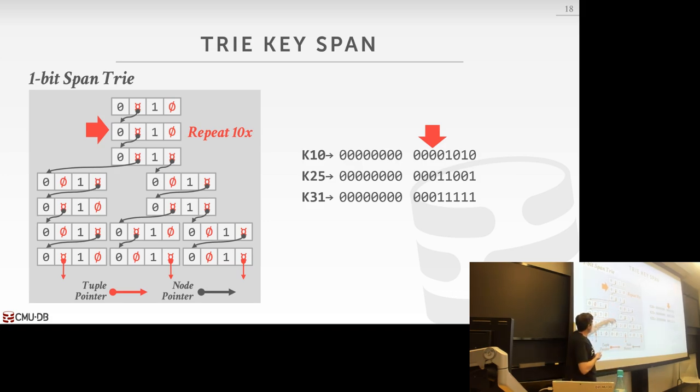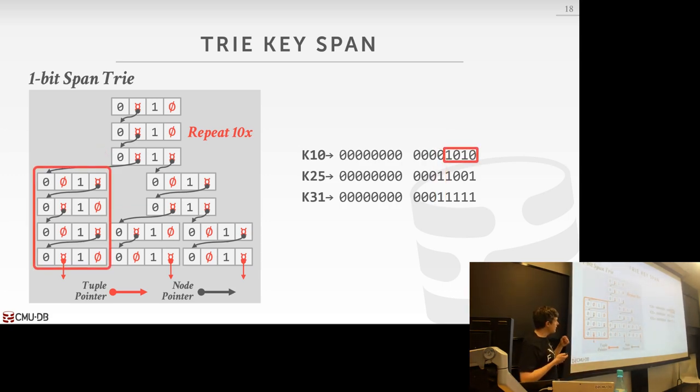But now when I get to this position here, I see that there's a difference. For key 10, its bit at this position is 0, so there's a path going down to this side. For the other two, it's 1, so there's a path going down here. If I look at the remaining part of this key, it's a single path going down, and it's 1, 0, 1, 0. If the bit is not set at that position, it's null. Otherwise, it's a path going down. And then the leaf node is just a record ID that points to the corresponding tuple.